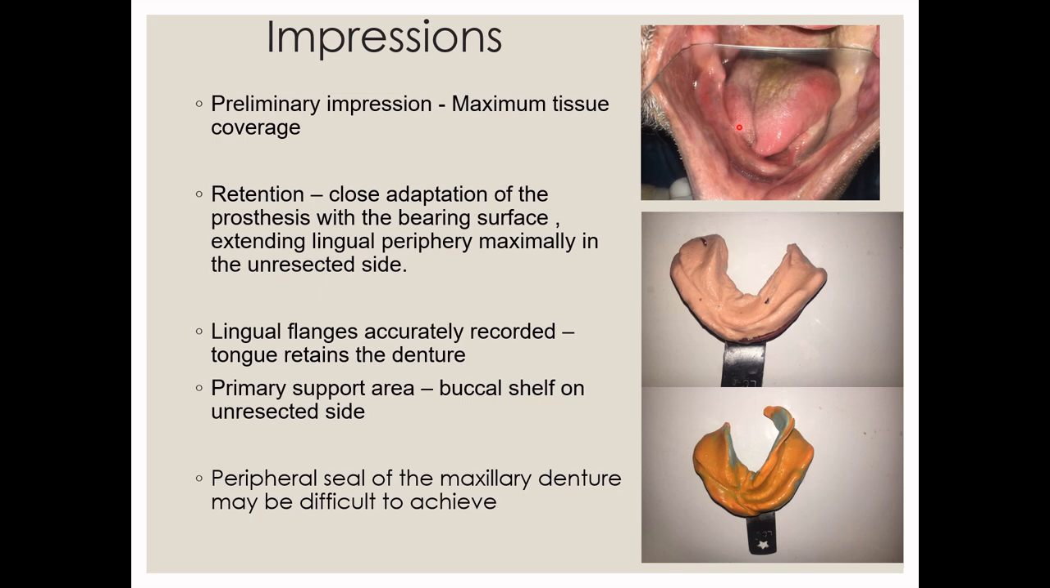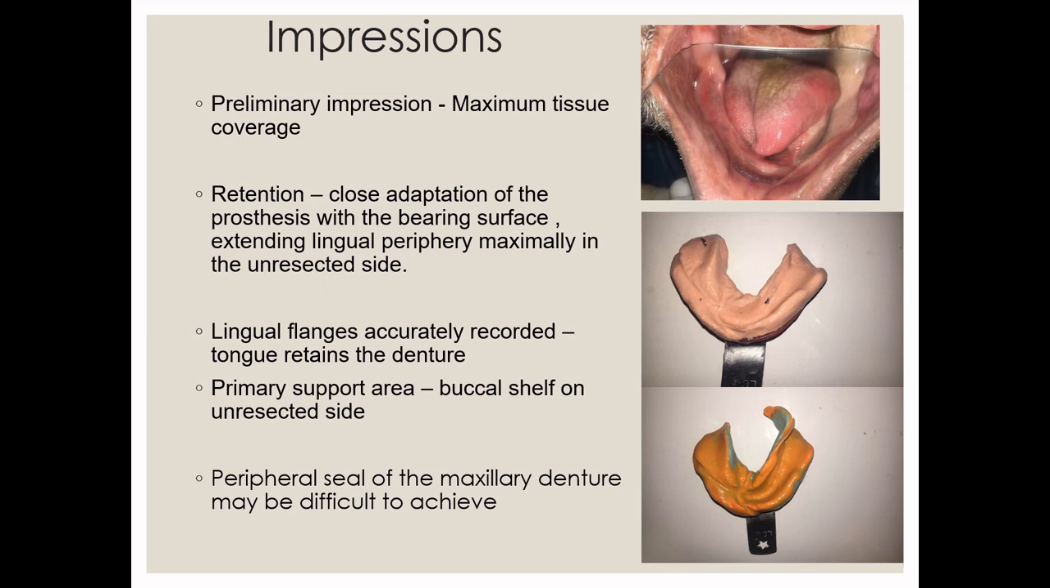placement of the impression material into the lingual sulcus on the non-resected side becomes difficult. In such cases, a disposable syringe is used in order to inject the impression material into these areas of difficult access prior to seating the stock tray with the impression material. And the retention of the mandibular prosthesis is achieved by close adaptation of the prosthesis with the bearing surface, and also by extending the lingual periphery of the unresected side to the maximal extent. So this will enhance the retention.